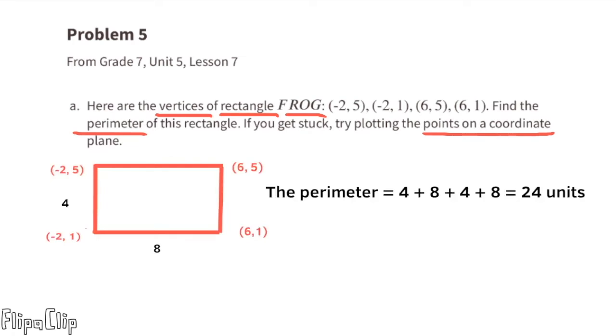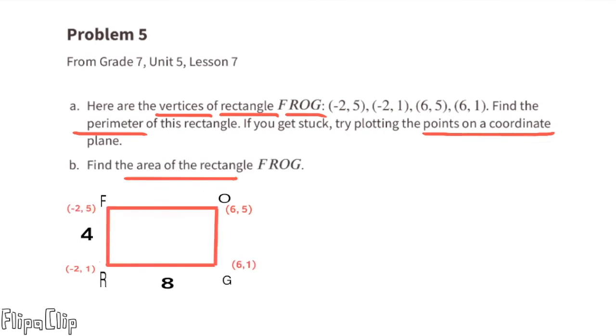There are 2 side lengths with the length of 4 units, and 2 side lengths with the length of 8 units. 4 plus 4 and 8 plus 8 is 24 units. The perimeter of this rectangle is 24 units. B. Find the area of the rectangle FROG. 4 units times 8 units equals 32 square units, or 32 units squared.